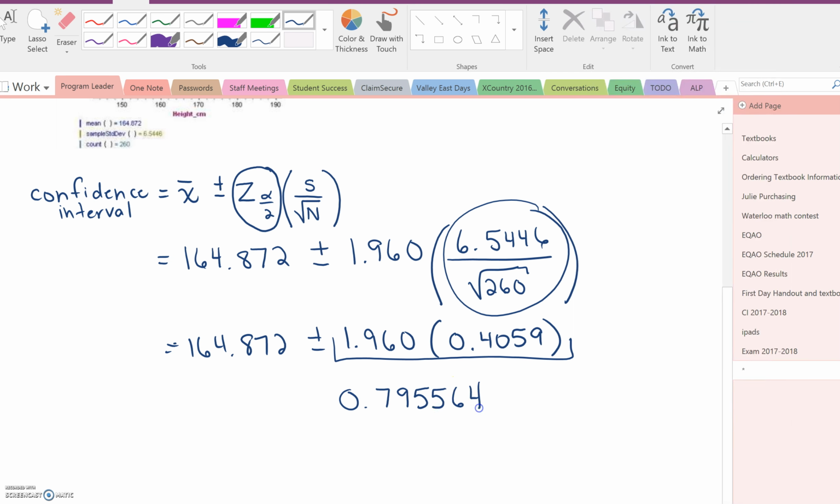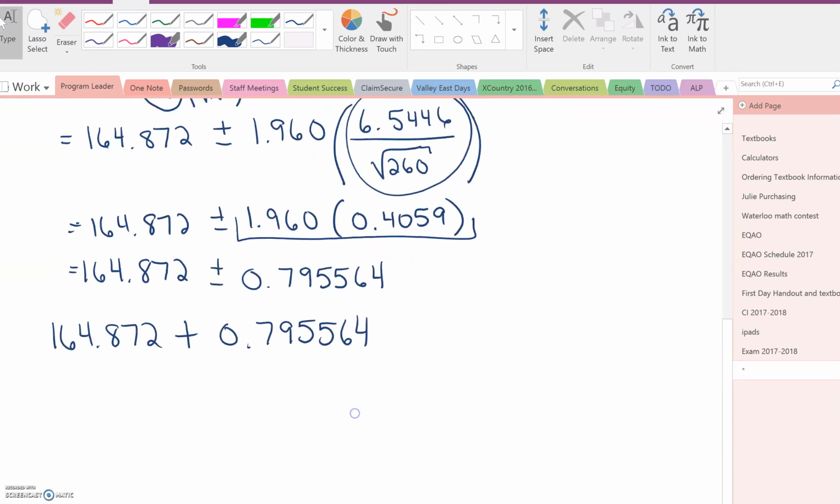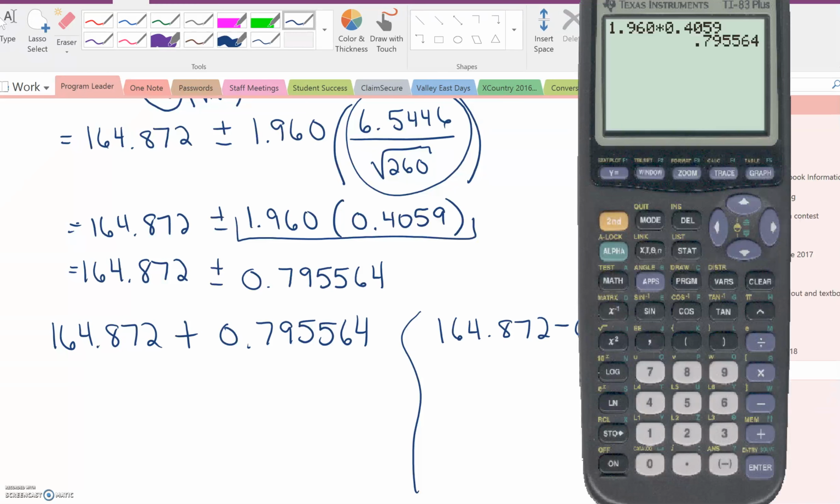So now do you like break it up and do one you add and the other one you subtract? That's exactly it. So we have to break this up into 2 confidence intervals. So we have 164 plus this big number here. Remember that you can round to 4 decimal places. And we have to do minus, right? Yep. So you do the plus, I'll do the minus.